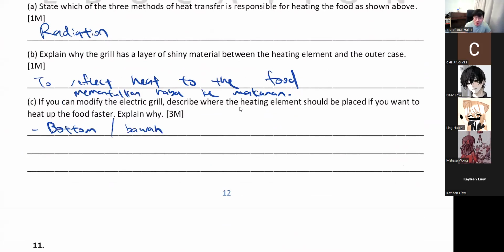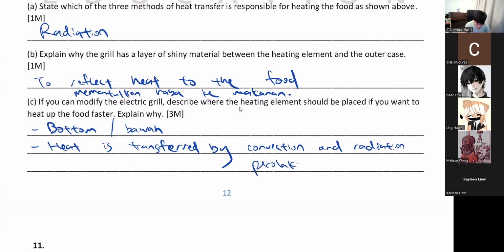However, I think you only mentioned convection. You have to mention radiation also. So now heat is transferred by convection and radiation. So food cooks faster lah. So haba dipindah melalui perolakan dan sinaran.